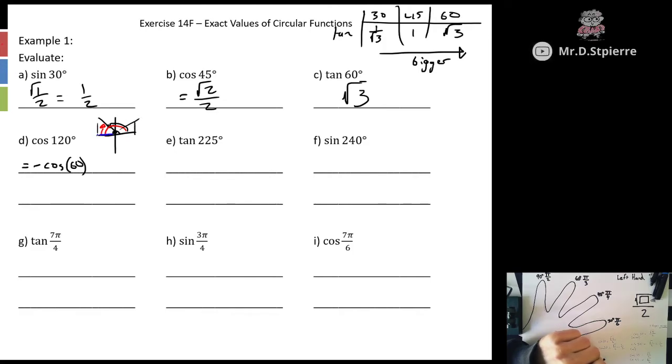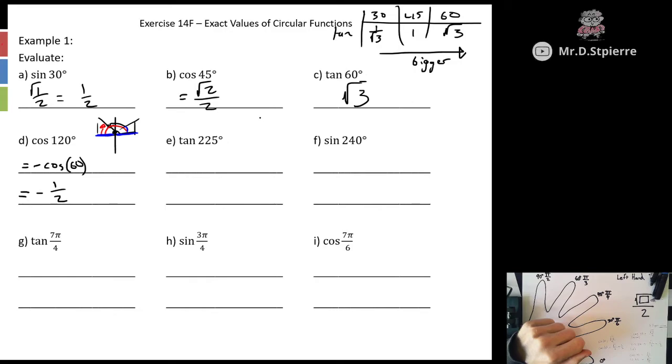cos, it's the horizontal component. Okay, it's exactly the same as 60 degrees over here. So if you're not following that, you need to go back and look at 14e again. So cos of 60, cos, how many across, that's half, so negative half.